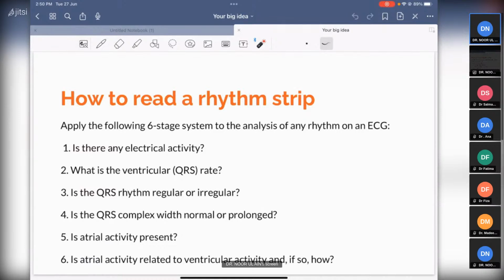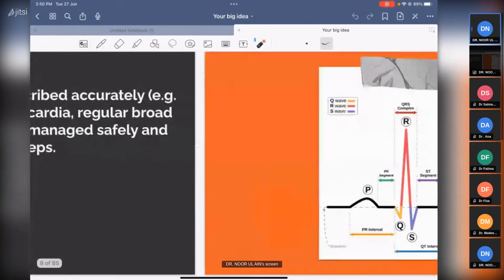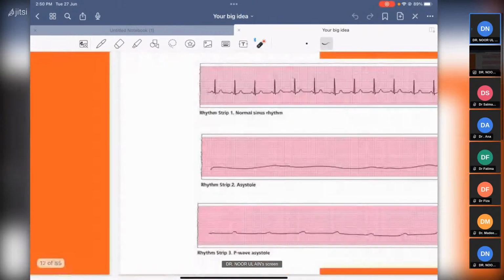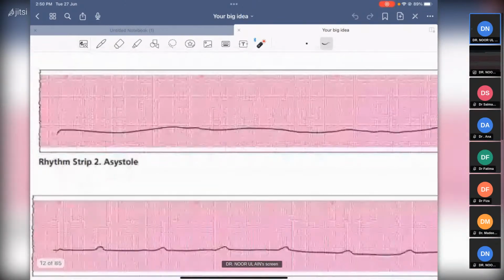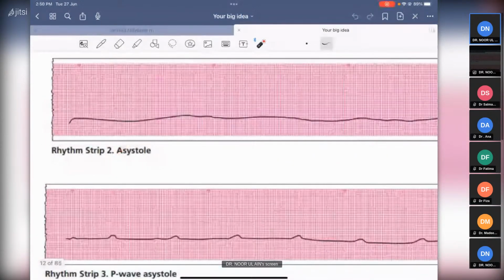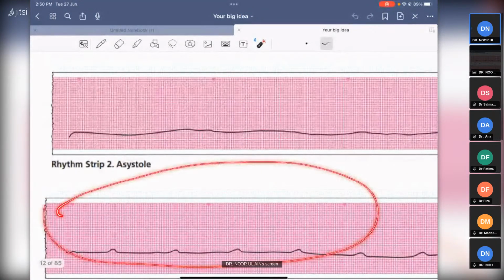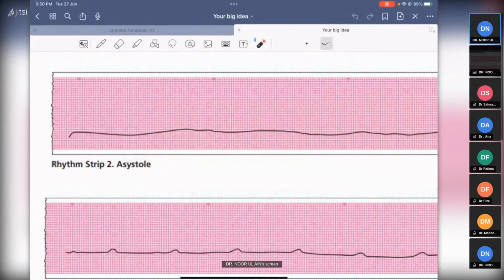Okay? So when you're looking at an ECG strip, first thing is you ask yourself, is there electrical activity? What do I mean by this? Now I have given you a random ECG strip. Let's open this. This is my ECG strip. We'll talk about this. So do you see electrical activity, people? Do you see any electrical activity? Yes or no?